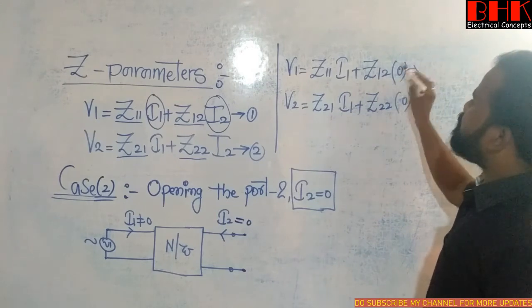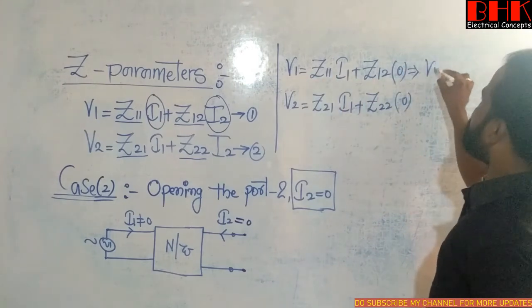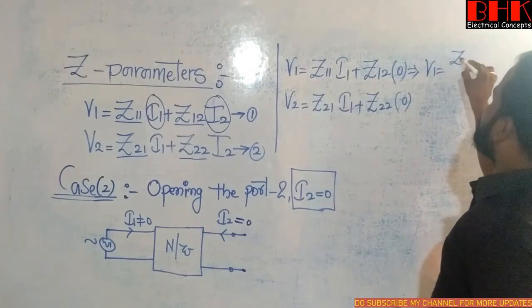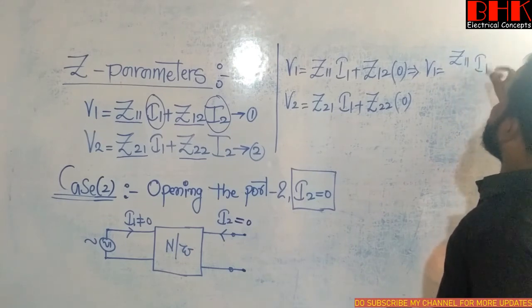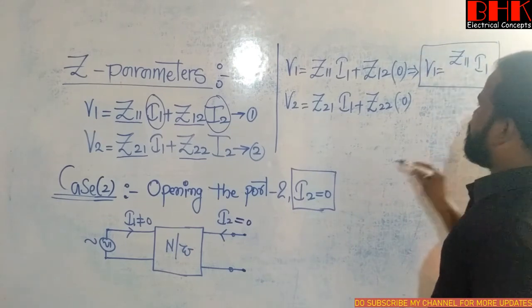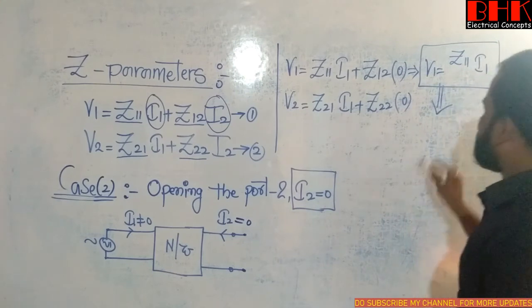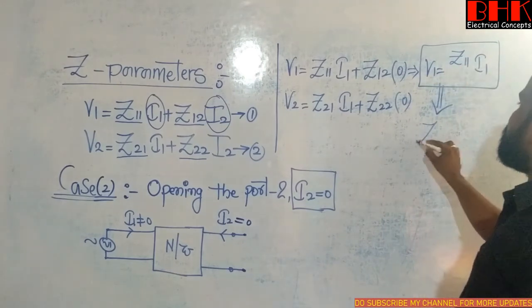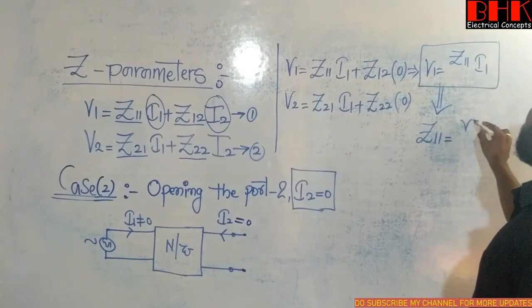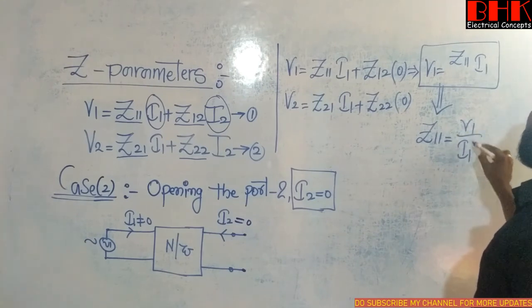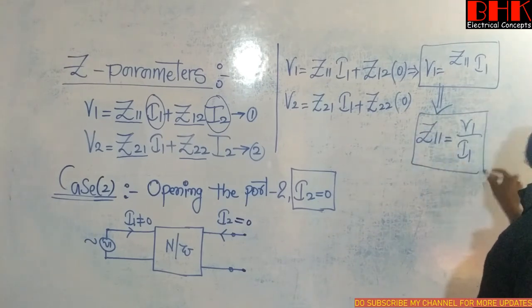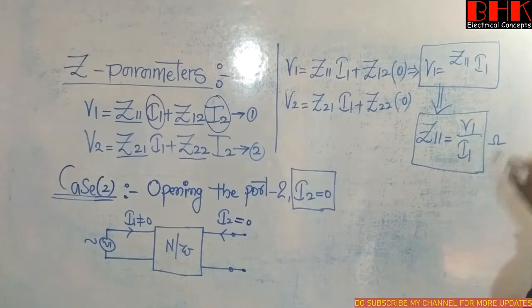This total term is equal to 0, which means V1 is equal to Z11 I1. And from this term, what is the value of Z11? Z11 is equal to V1 divided by I1. Clear? So this is one of the parameters. The unit of impedance is always ohms.